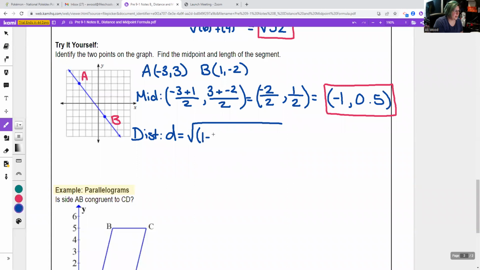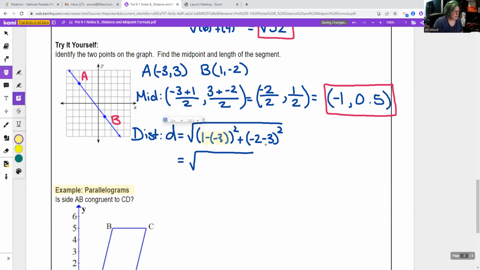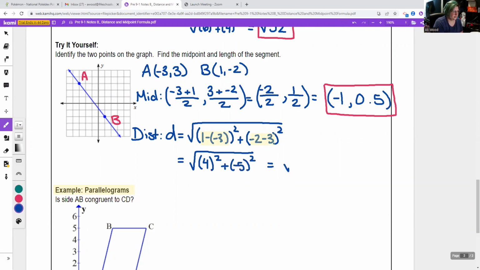We're now going to do distance. So we have 1 minus negative 3 squared plus negative 2 minus 3 squared. Simplify underneath, square root. So that's going to be 4 squared plus negative 5 squared. And now 4 squared plus 5 squared. We're going to get the square root of 41. And there we go.